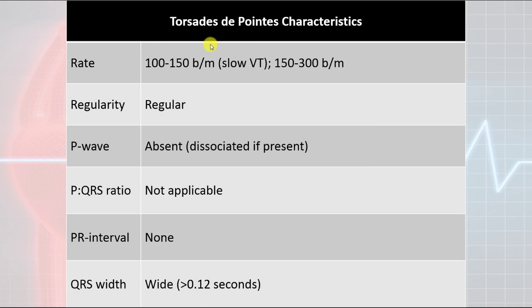Once again, torsades has a lot of the same and similar types of characteristics as VTAC. You have a heart rate there of 100 to 150 is slow. 150 to 300 is considered just regular polymorphic VTAC. It's not usually regular. That's actually wrong. Usually it's irregular. The P waves are usually absent. Since they're absent, there's not going to be any P-QRS ratio, and because of that, there's not going to be any kind of PR interval.